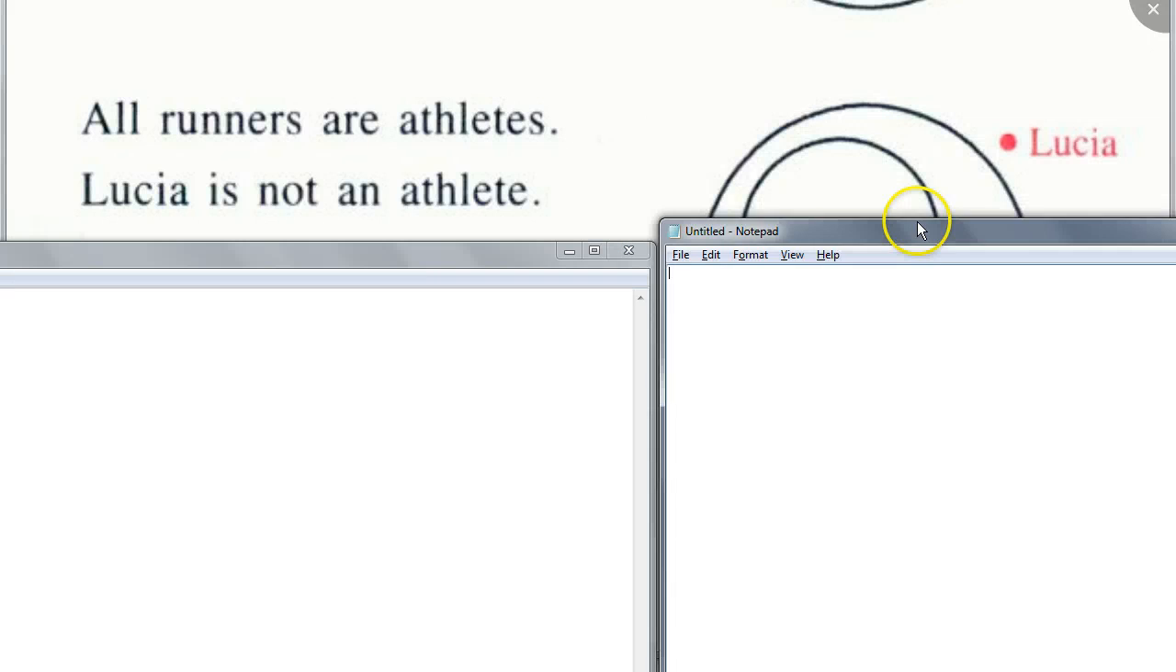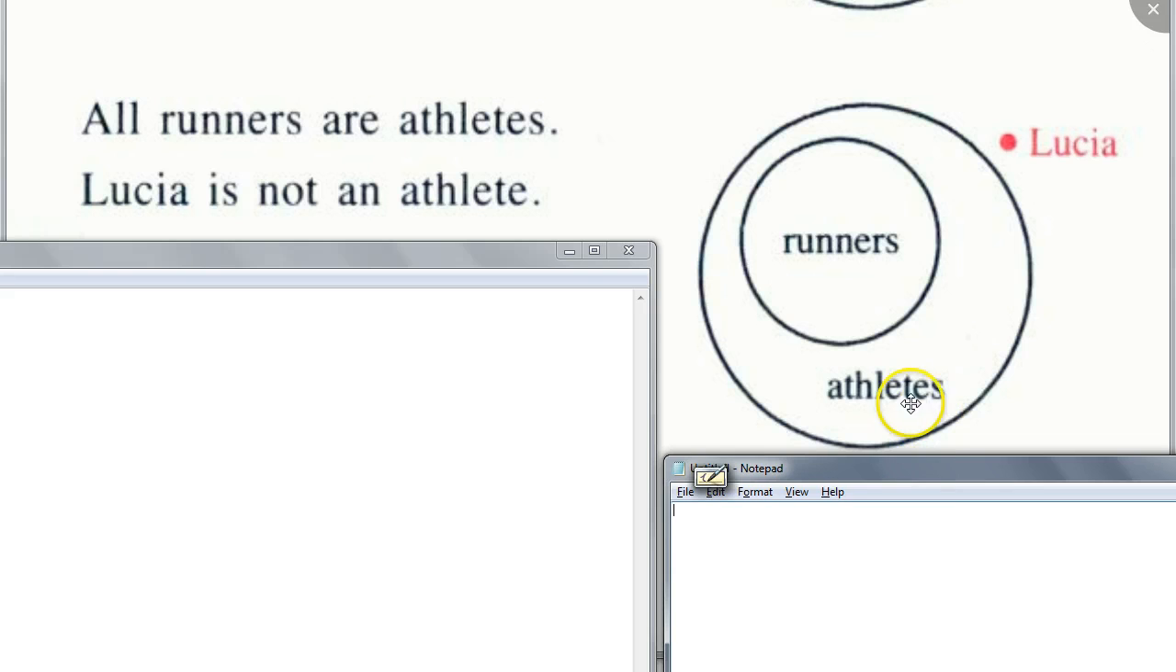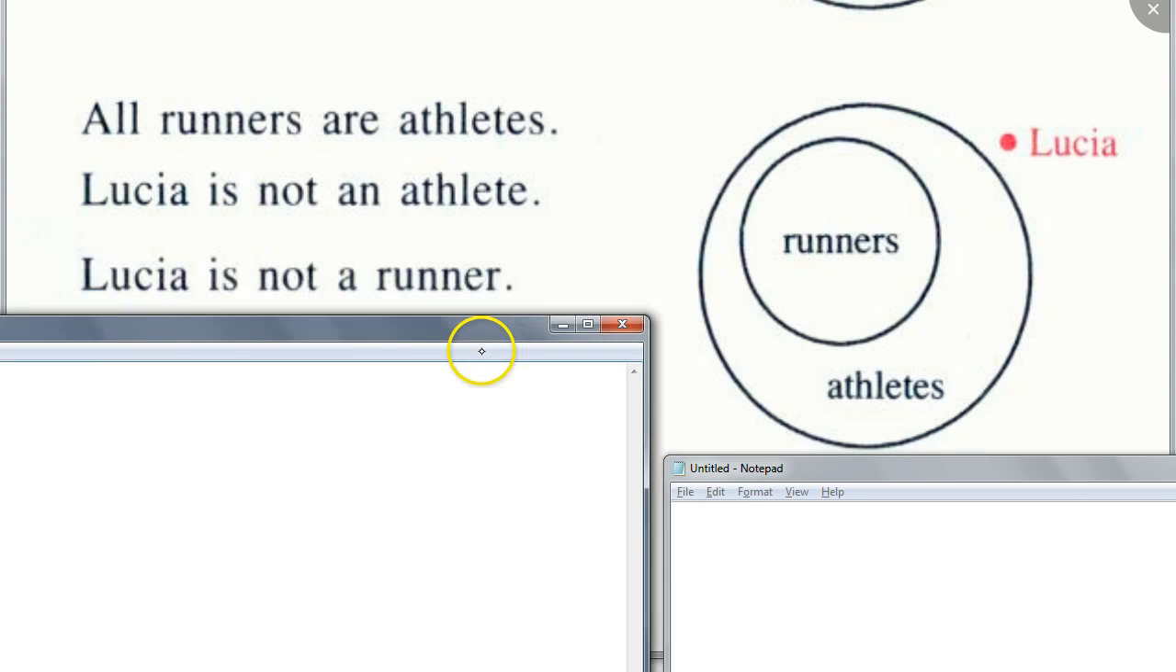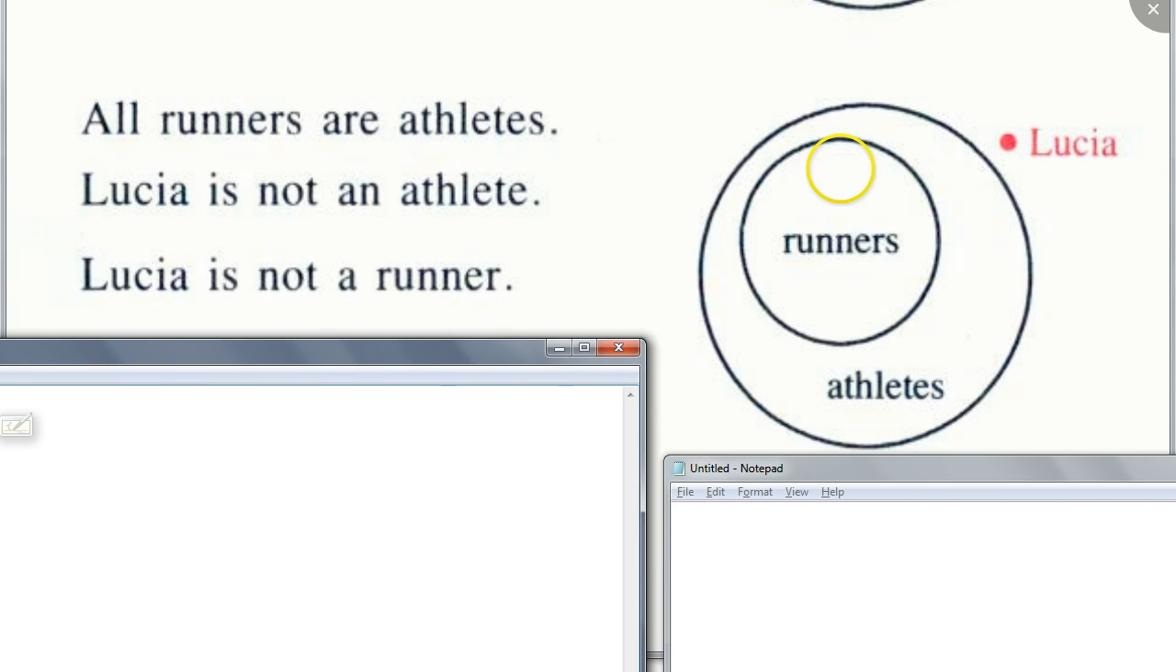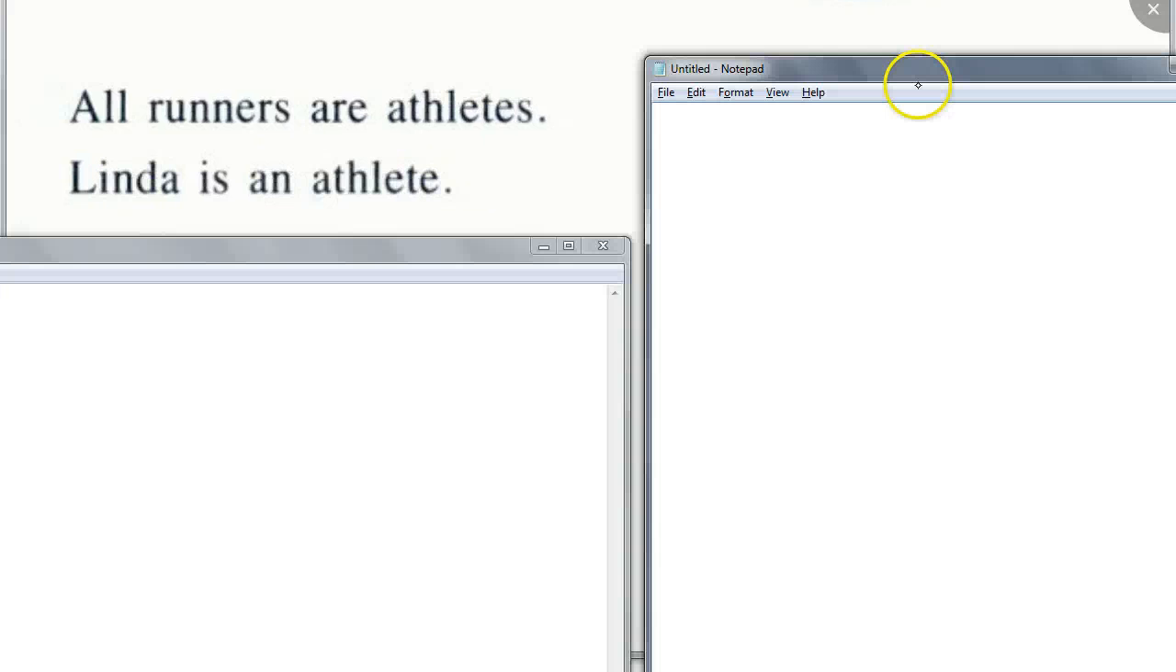Okay, so this is the picture we have. Since Lucia is not an athlete, we could conclude that she's not a runner, because she is outside of the circle. Outside of the Venn diagram. Does that make sense? You guys understand what we're trying to say? All right, let's move on to the next one.